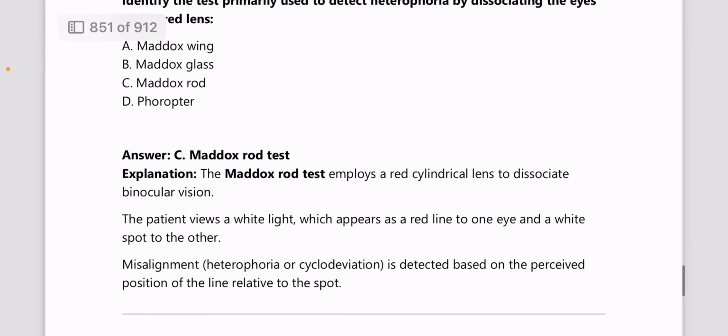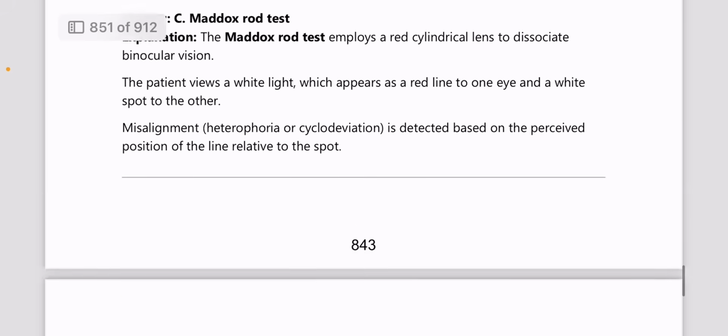Please look upon the image of Maddox rod test also. That is also very important. Sometimes that can come up as a question next time.